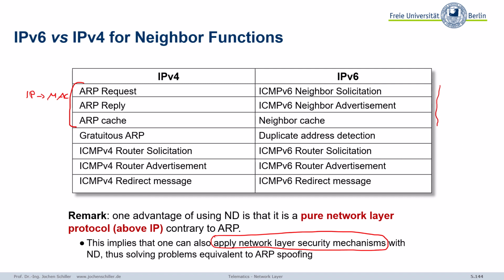So we get rid of a separate protocol, so no more ARP as a separate protocol. We only use ICMP, plus this is all working on top of IP. So we have IP addresses.